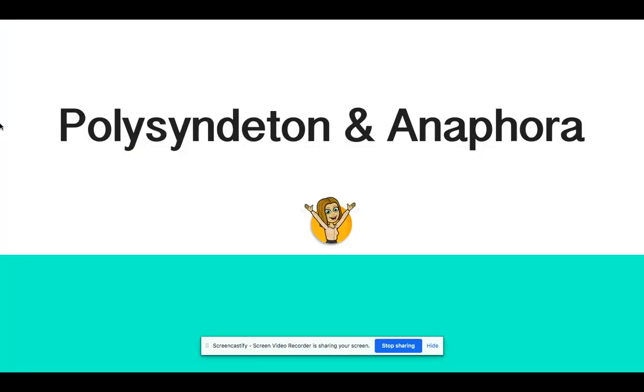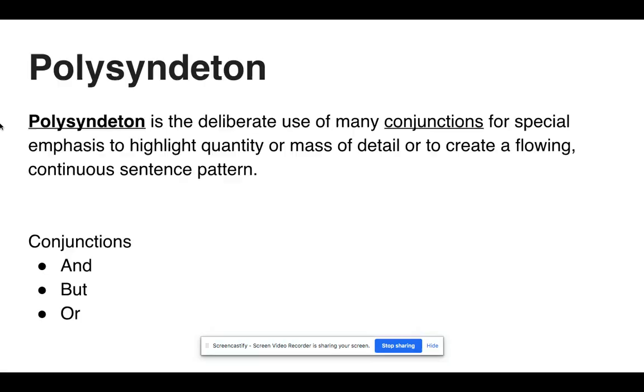In today's lesson, we are going to talk about two different rhetorical devices, which are polysyndeton and anaphora. Both of these devices have to do with syntax, that is, your sentence structure, and they both include a type of repetition. So let's get into it.